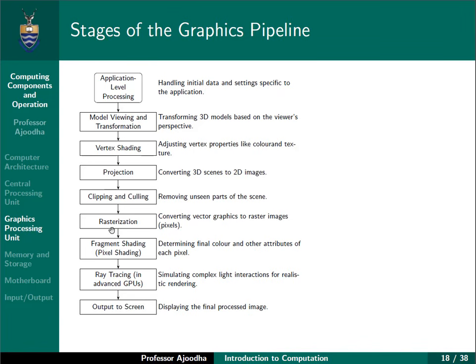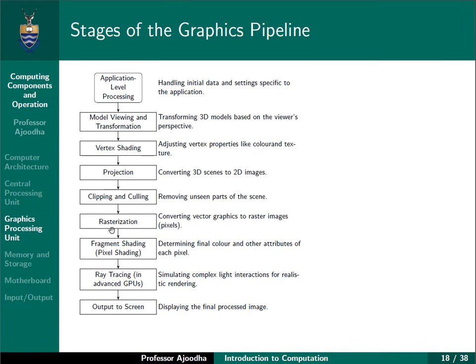The first thing here, the application level processing, really handles the initial data. Then the model viewing transforms the 3D models being rendered to the viewer's perspective. Remember that even though you have a 3D environment in your game, on the screen it's 2D. So you're visualizing in 3 dimensions, but on screen you've got to convert it down. That part is called projection. Then there's vertex shading, and the projection, converting 3D scenes to 2D images, which are displayed.